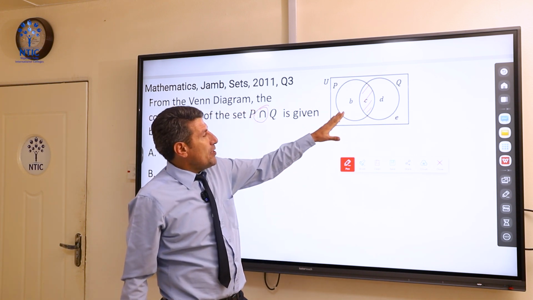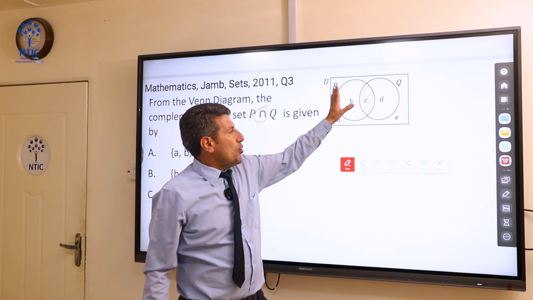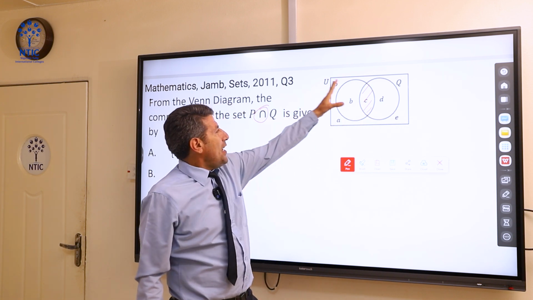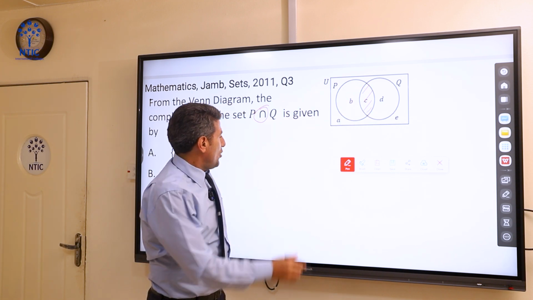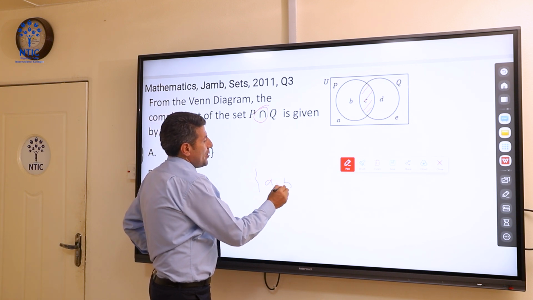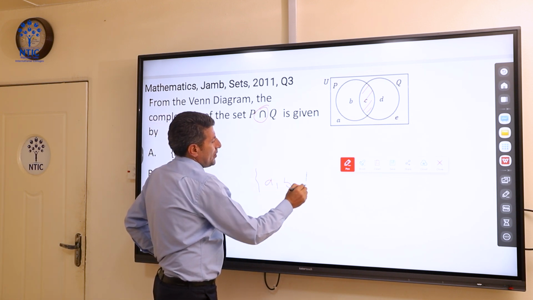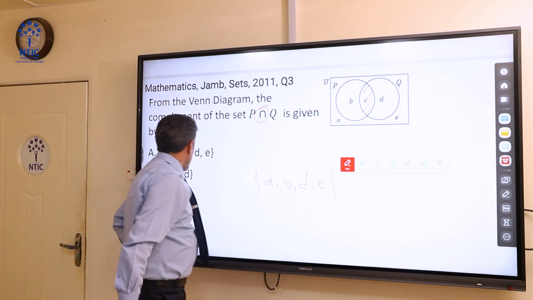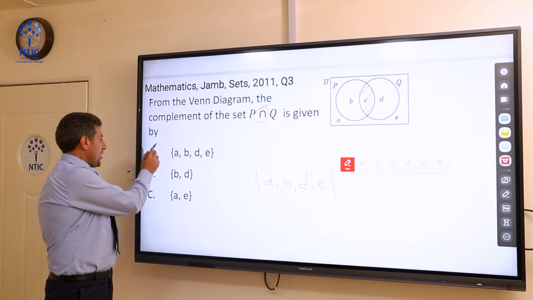Then the complement of this one. What is the meaning of complement? Outside this area. So you can take all the elements outside this intersection. So which are what? We have A outside that area, B, D, and E. Okay, and then we can see this one in option A again.